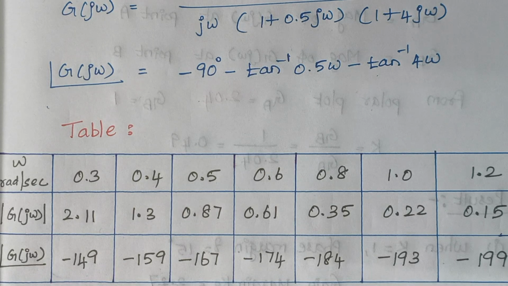That is, we have drawn the polar plot for the given problem by assuming the value of k is equal to 1, right? But what we are actually asked is to find the value of k with a specified gain margin and phase margin. So before that, we will draw the polar plot.